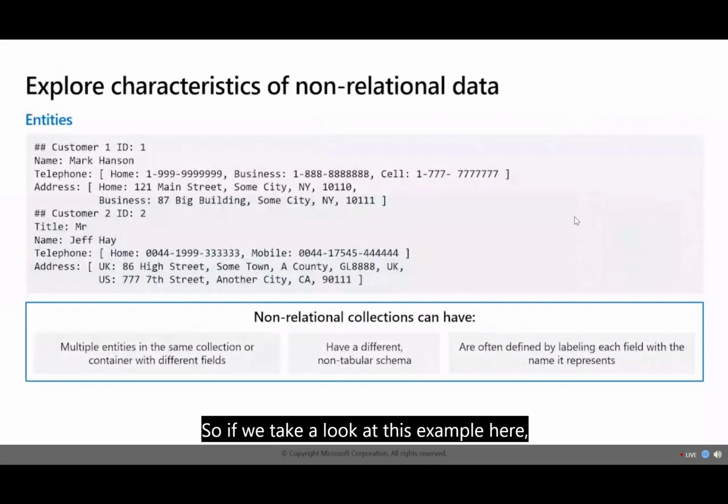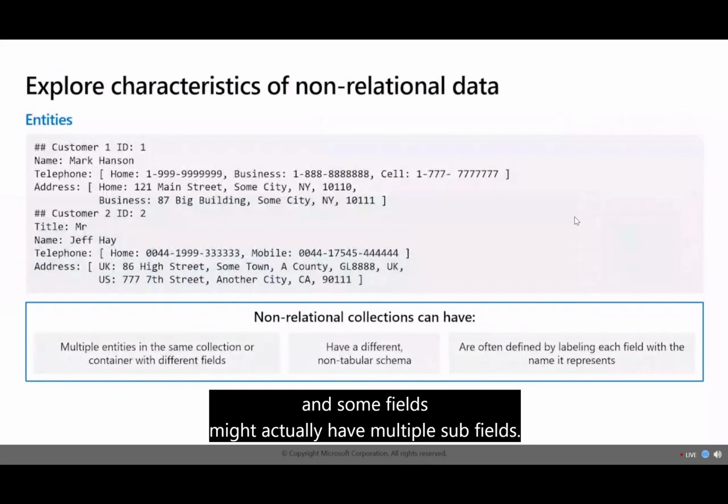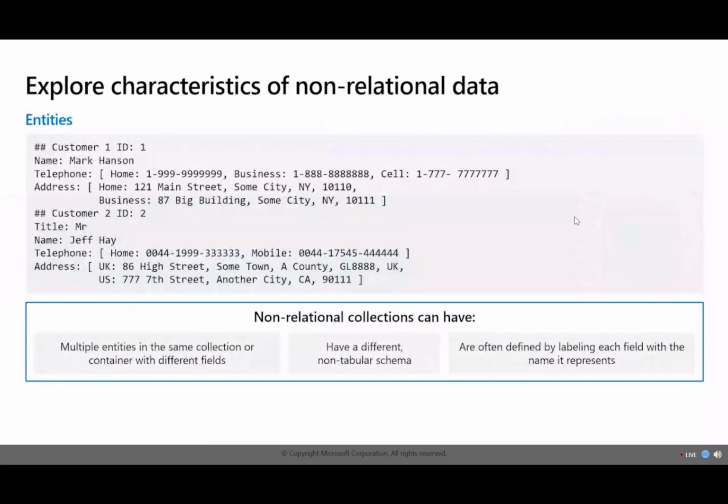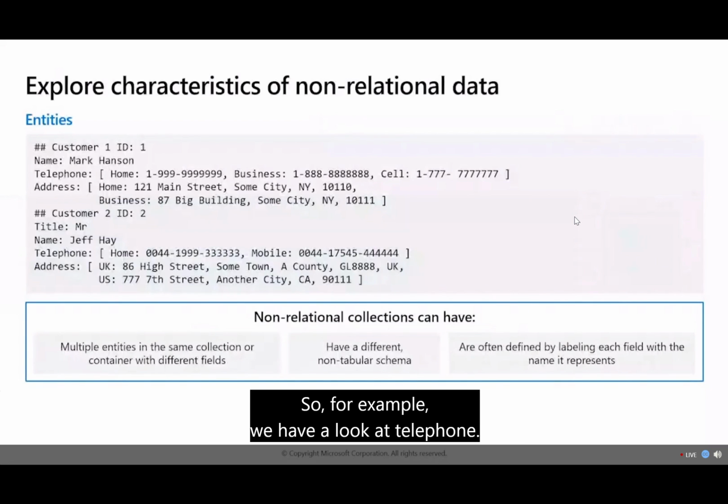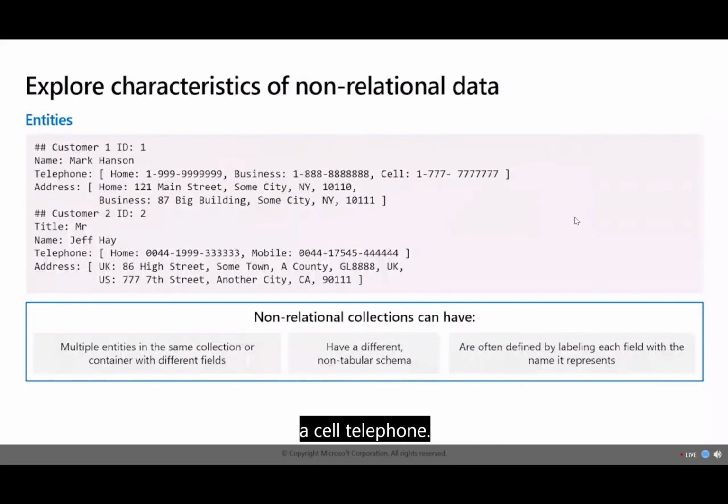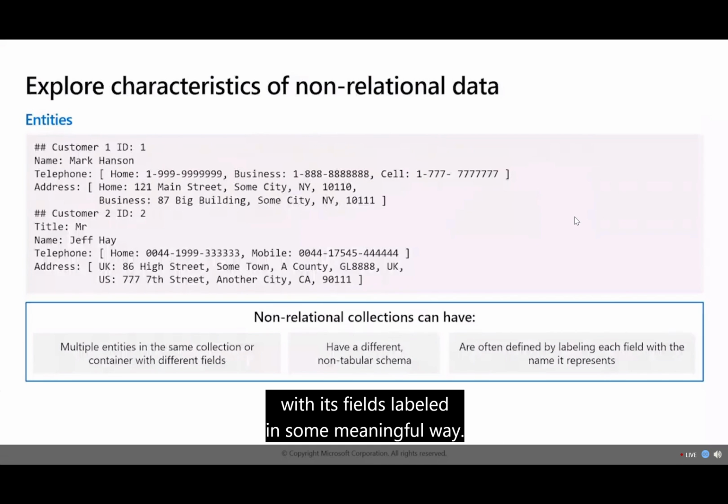So if we take a look at this example here, the fields are prefixed with a name, and some fields might actually have multiple subfields. So for example, if we have a look at telephone, we can have a home telephone, a business telephone, a cell telephone. And these multiple subfields are denoted by enclosing them between square brackets. And so if we wanted to add a new customer to this non-relational data store, it's a matter of inserting an entity with its fields labeled in some meaningful way.